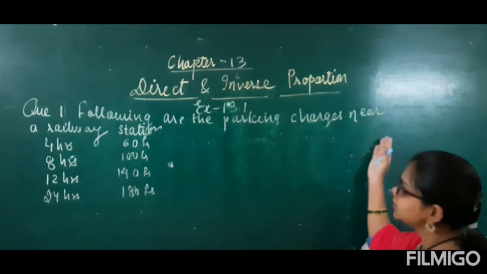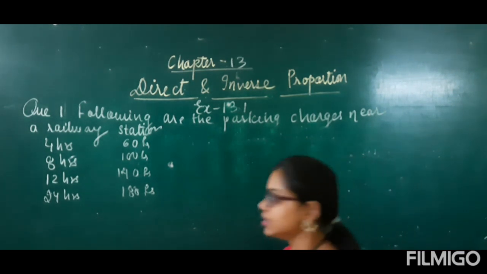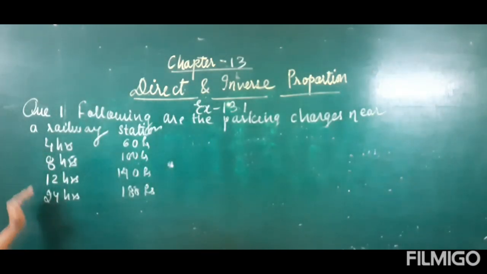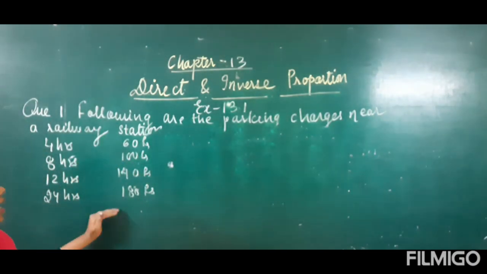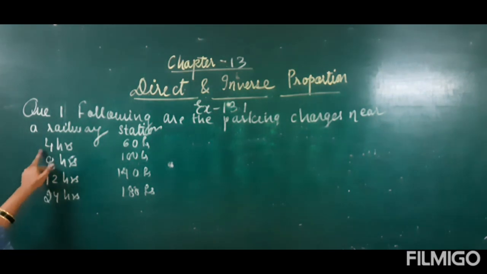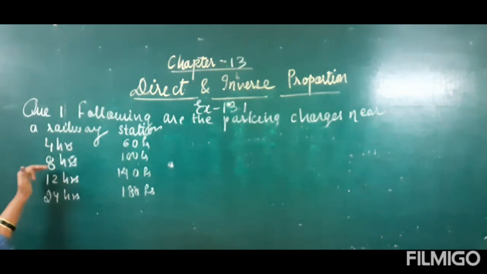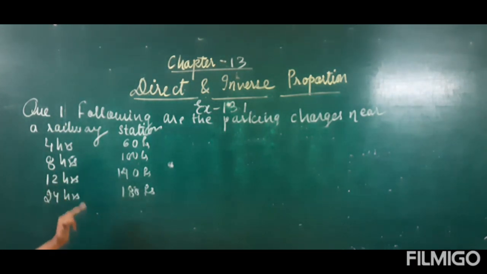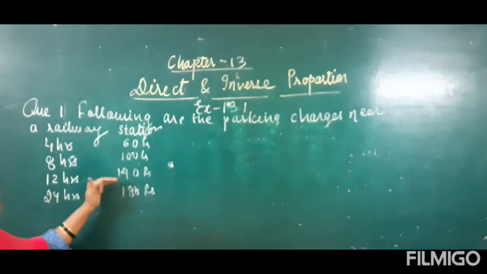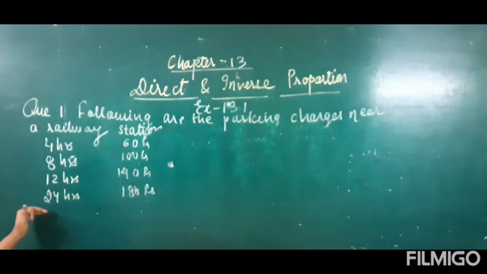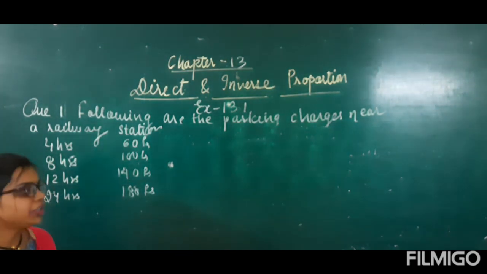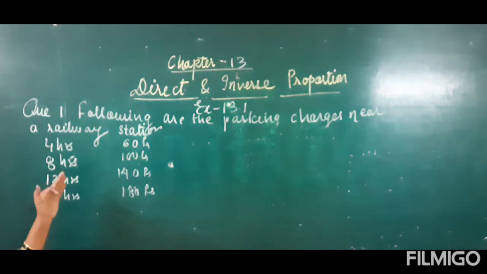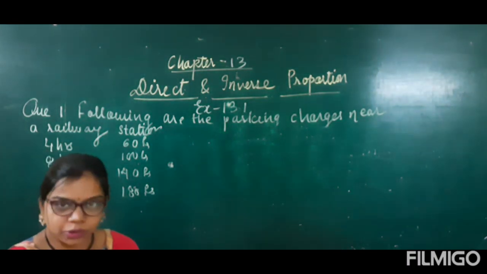Following are the parking charges of a railway station. Here it is given to you as number of hours and the charges: 4 hours costs 60 rupees, for 8 hours it will cost 100 rupees. These are the parking charges. For 12 hours it will cost 140 rupees. For 24 hours it will cost 180 rupees. You have to find out whether the charges are in direct proportion or not.